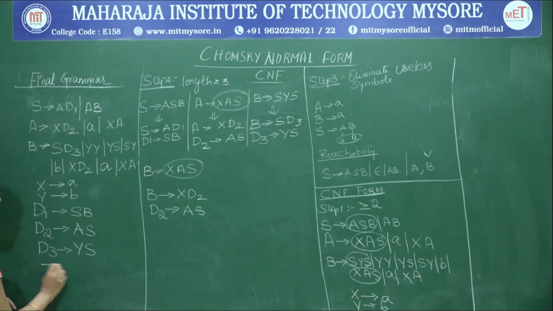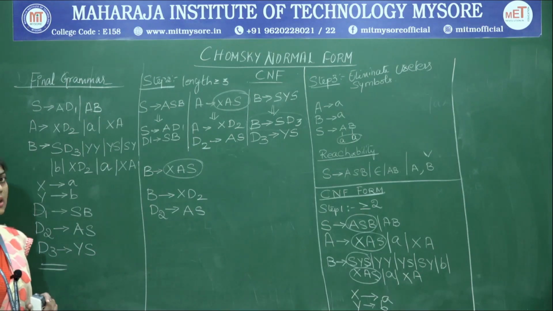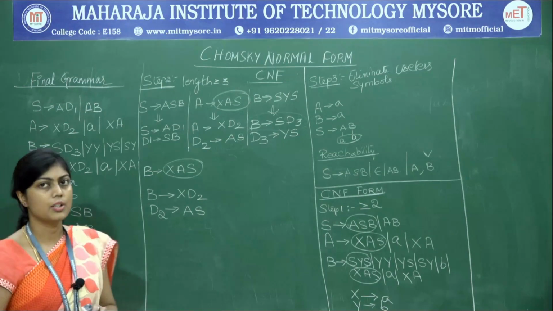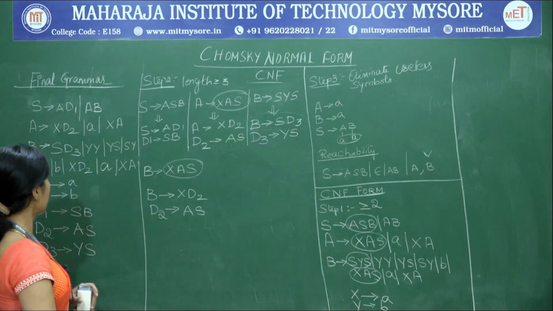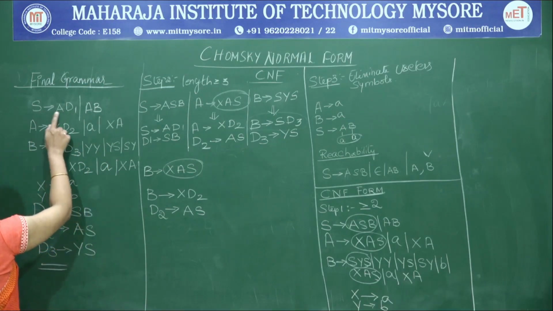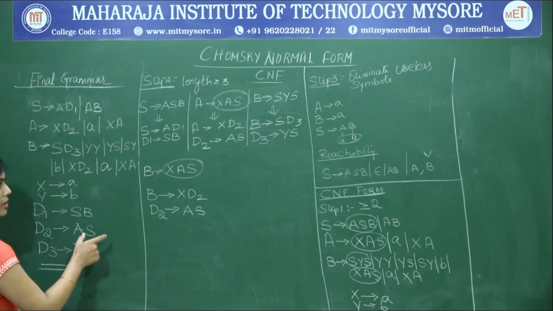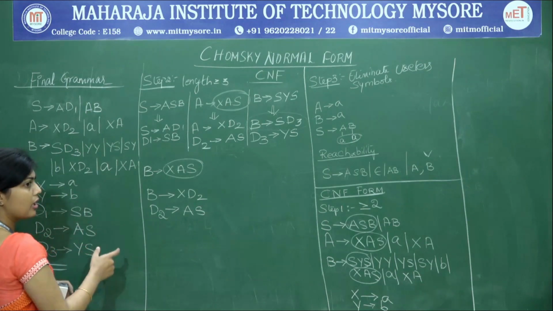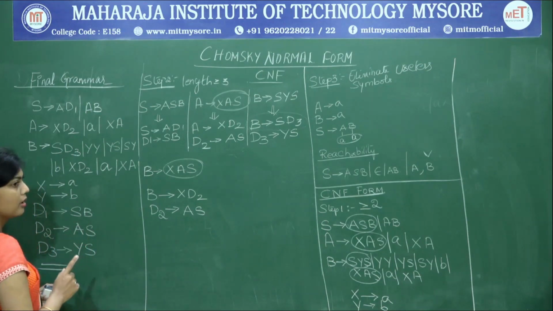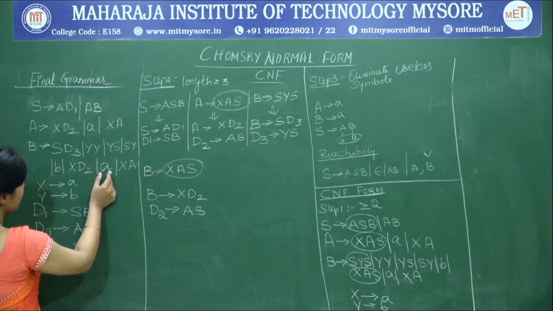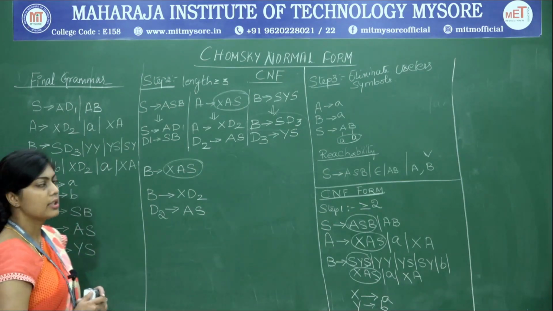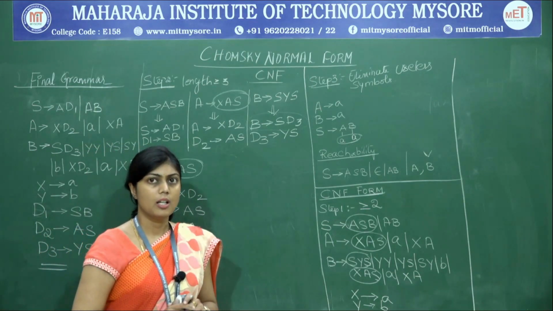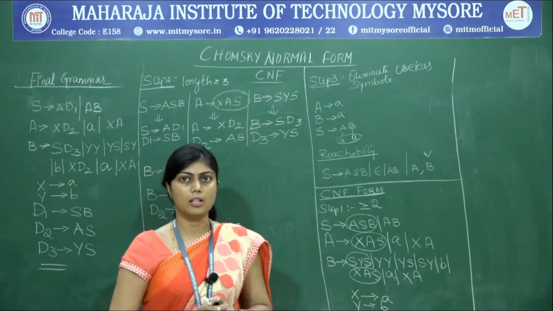Therefore, this is the final grammar that we get after converting the CFG to CNF. If you observe the grammar here, we have S goes to just 2 symbols everywhere, and wherever there are 2 symbols they are variables, and wherever there are single symbols all of them are terminals. So this is the procedure for converting a CFG to CNF format.